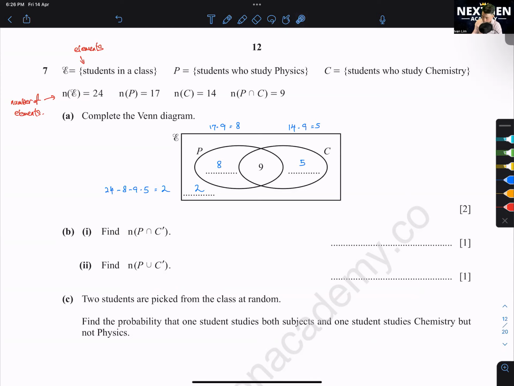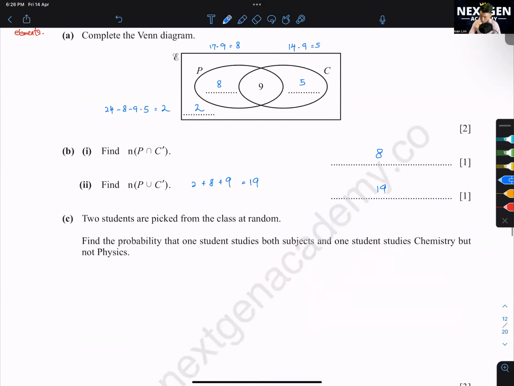Find the number P intersect C prime. So P intersect C prime. That means not C, which is here. 8. Next one. P union C prime. P union means everything of P and everything of C prime, not C. Here. So 2, 8, and 9. So 2 plus 8 plus 9. This will be equal to 19.